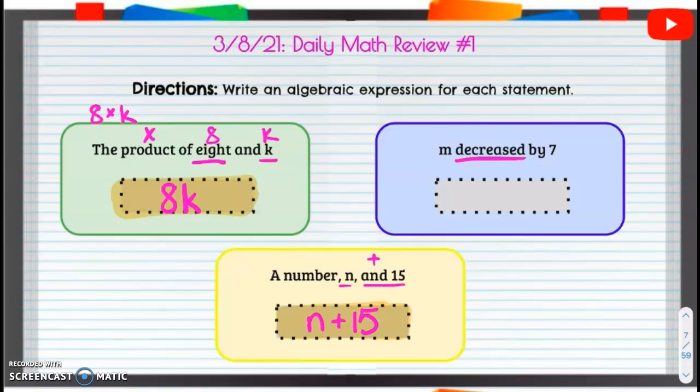All right, next one, we have m decreased by 7. So if you're decreasing, that means minus. We're taking our starting point of m and we're going to decrease it by 7. So m minus 7. And that is it for our DMR.